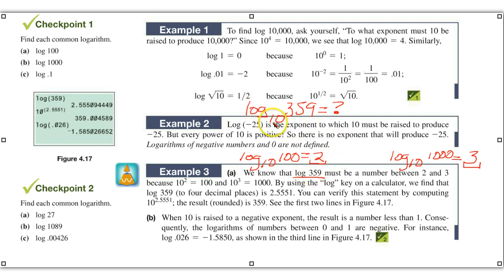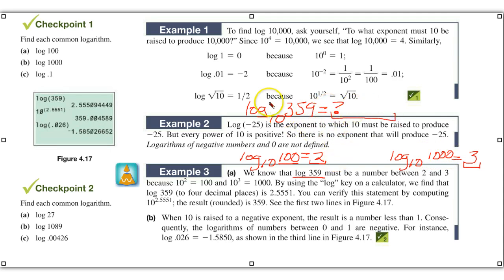So it would be the log base 10 of this is what exponent? Well, again, if it were 100, it would be 2. If it were 1,000, it would be 3. So we know that this number is between 100 and 1,000, so it must be somewhere in the middle.